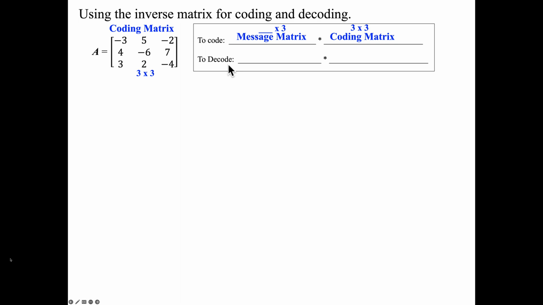And to decode, now it's in reverse. You take the coded matrix and now you multiply it by the inverse coding matrix. But that's still a 3 by 3 matrix. So again, your coded matrix has to have a column number of 3 and it can have any number of rows you want.